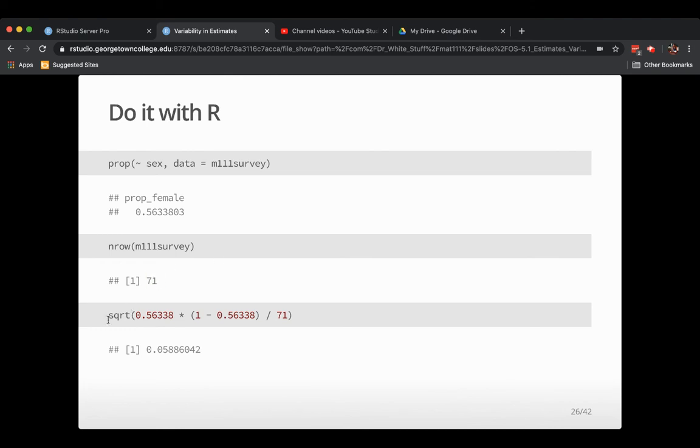Then you could use R like a calculator and say sqrt of 0.563 times 1 minus it, divided by the 71, and you would get this result. So you'll have some times when you need to compute a standard error for a P hat for yourself, and all you do is this kind of calculation in an R code chunk.